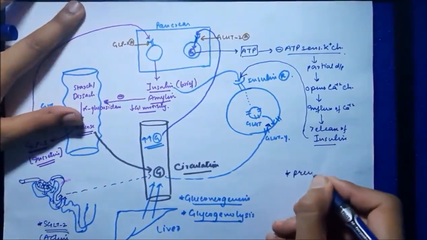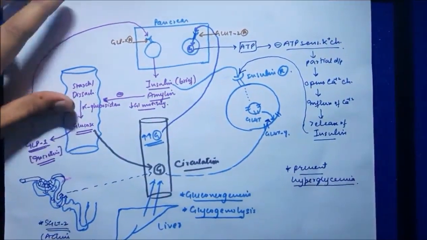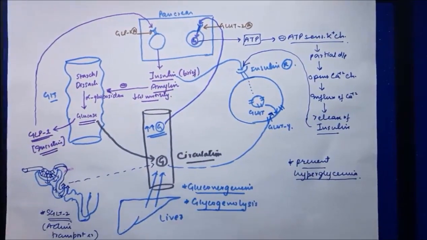Now, this is a very important mechanism for prevention of hyperglycemia, and as is clear from the diagram, if there is deficiency of insulin, then these steps cannot occur, so most of the glucose will remain in the bloodstream and that will result in hyperglycemia.